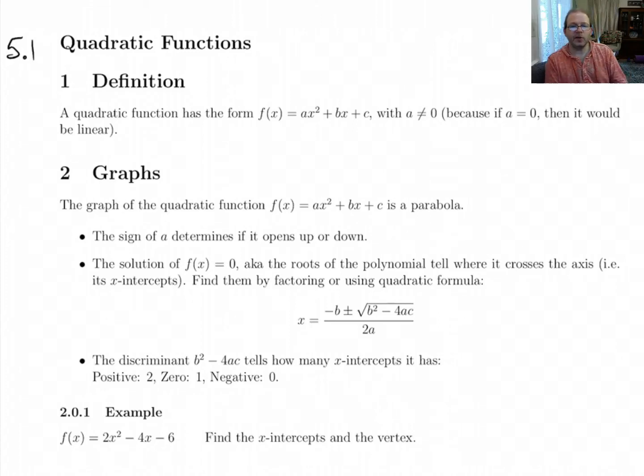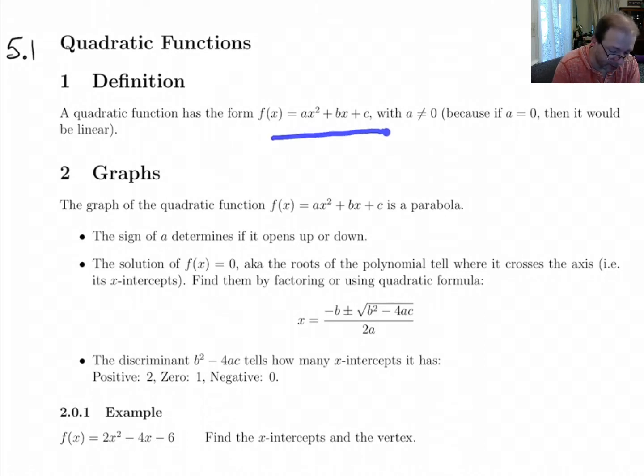Hey guys, let's talk about section 5.1, which is on quadratic functions. A quadratic function has the form shown here: f of x is ax squared plus bx plus c. The giveaway is that you've got x squared as your highest power of x. And the reason we say a can't be 0 is because if a were 0 and this term weren't here, then it's no longer a quadratic function. Then it would just be a linear function.